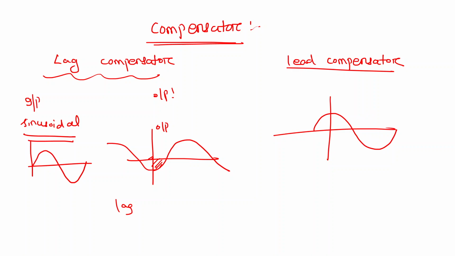You have a plant transfer function, and the combination of the plant plus the compensator is the open loop transfer function. What you need to do is find the angle of the overall open loop transfer function. Then check whether at that particular frequency the angle is leading the input or lagging the input. Then you can conclude whether it is a lag compensator or a lead compensator.